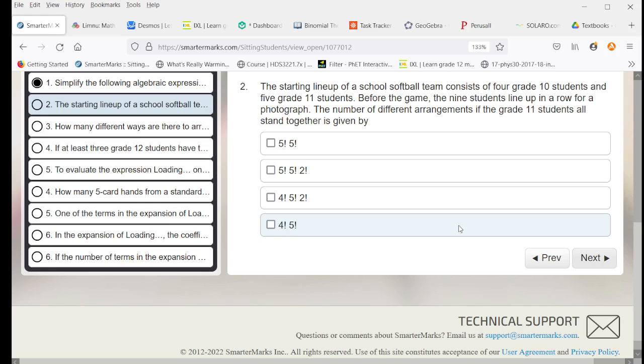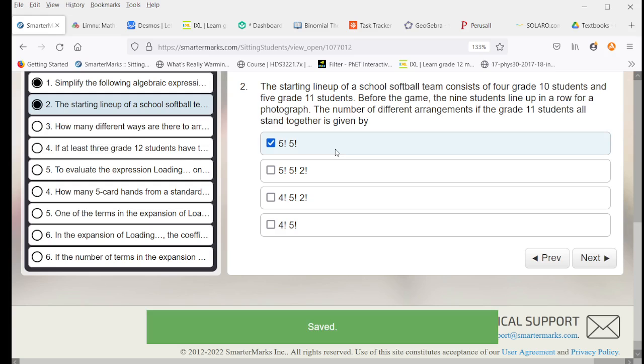So we start by saying we've got 5 arrangements. We've got 4 grade 10 students to arrange, plus all of the grade 11s. So that makes a 5 factorial there. And then we have 5 factorial ways to line up the grade 11s themselves. So that's a 5 factorial, 5 factorial.